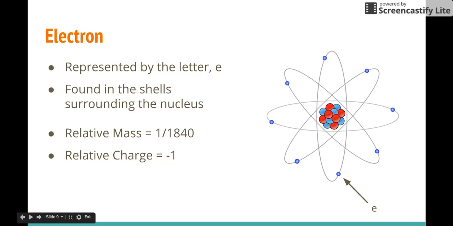And you guys remembered what the relative mass of our protons and neutrons was? Yeah, it was a 1. But look at the relative mass of this electron: 1 over 1,840. That's ridiculous. So that means to get the mass of this relative 1 of a proton, you would need 1,840 electrons to equal one of these in relative mass. It's just crazy. And then, like we said earlier, our electrons have a negative charge. So our protons are positive, neutrons are neutral, and electrons have a negative charge.